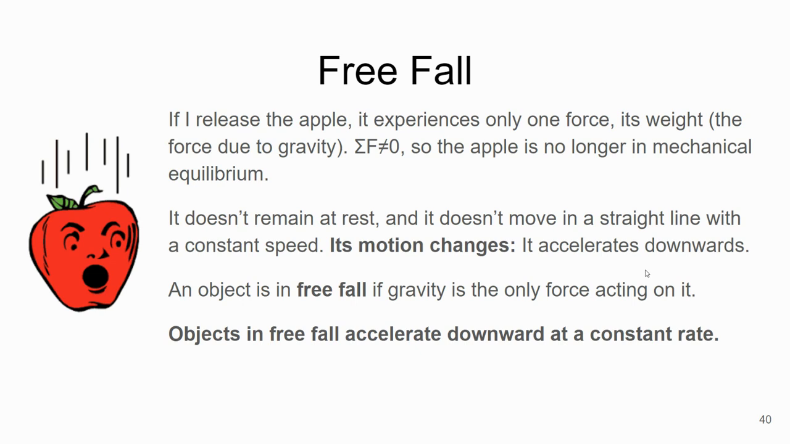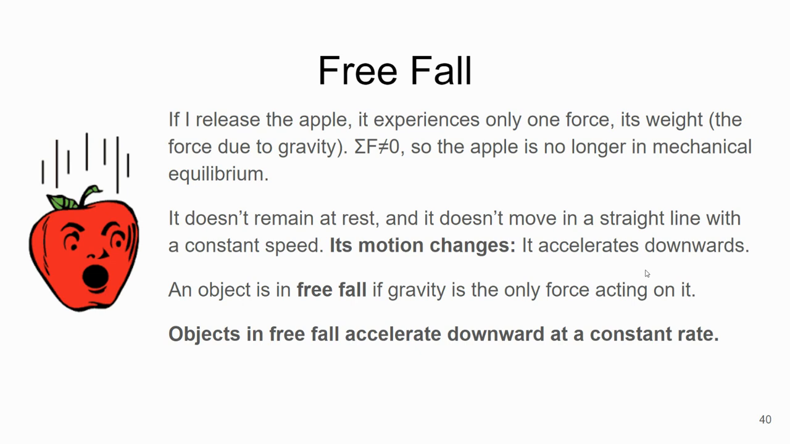So objects in free fall accelerate downward at a constant rate. They don't move at a constant rate. That would be velocity. They accelerate at a constant rate. The rate at which their velocity is changing is constant, as long as we can ignore air resistance. So an object is in free fall if gravity is the only force acting on it. So no normal force from my hand, but also no air resistance. So we're going to say that we can just ignore that. That force will be small. We're just going to ignore it.